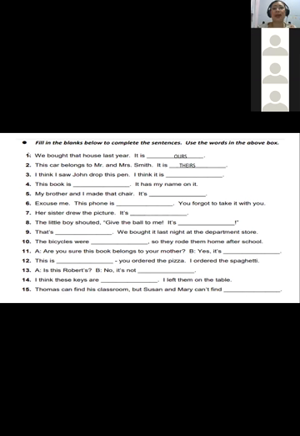Number 8. The little boy shouted, give the ball to me. It's mine. Es mía. El niño, porque estamos diciendo literal lo que el niño dijo, ¿verdad? Está entre comillas. The little boy shouted. El niño gritó. Give me the ball, it's mine. Está en esta edad que todo es mío, ¿verdad? Okay. Excellent.